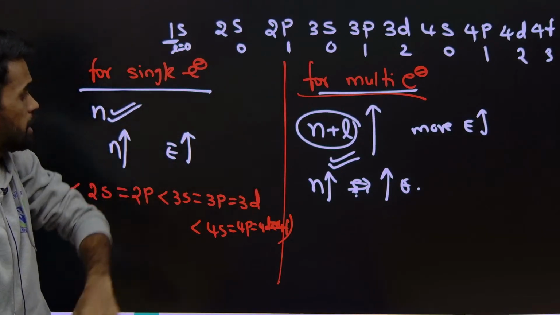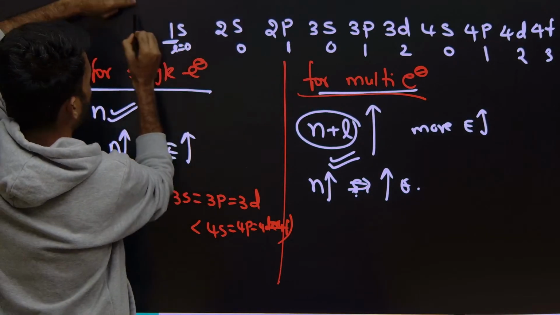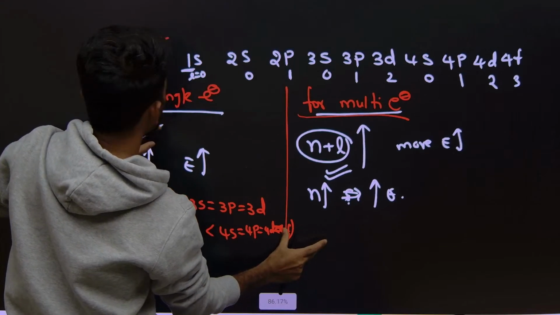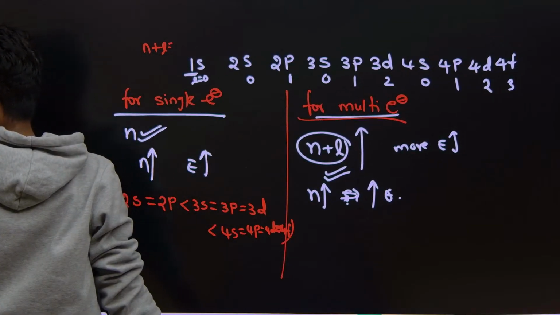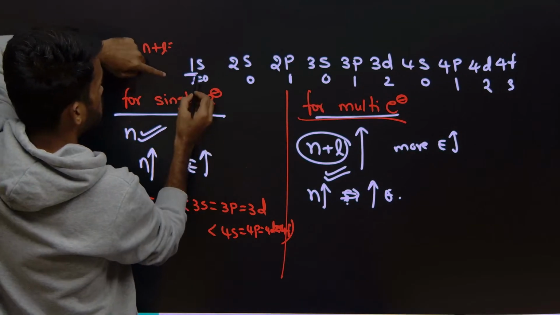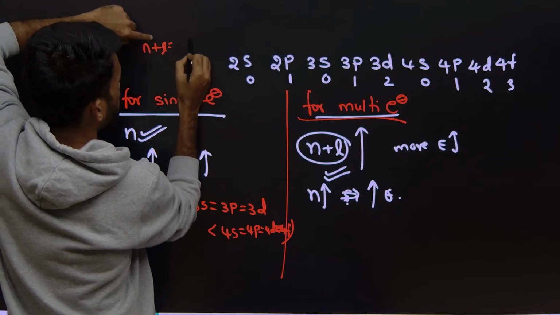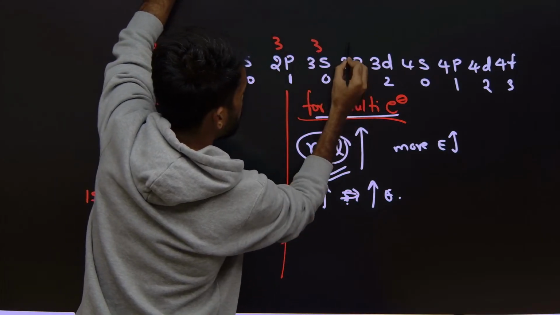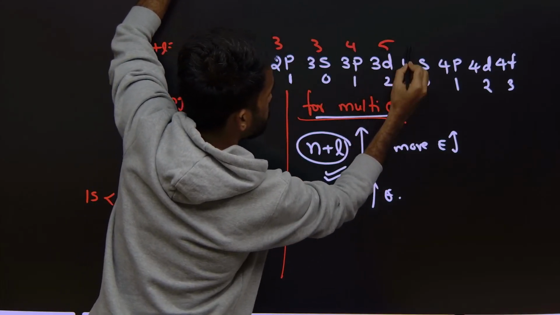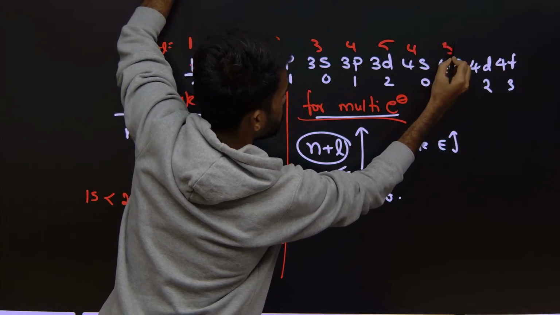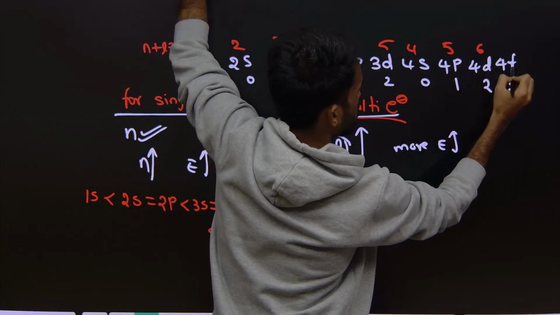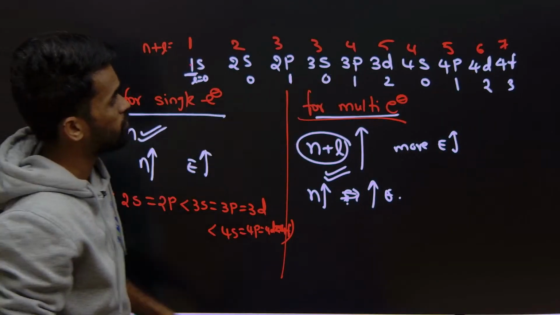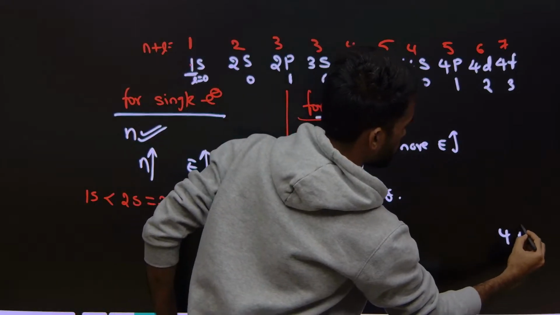Now check the n plus L value here. How much is n plus L here? 1 plus 0, that will be 1, and here 2, this will be 3, this will be 3, again this is 4, and this is 5, this is 4, and this is 5, this is 6, this is 7, like this. So now greater the n plus L value, greater is the energy. So 4f is having the maximum, so write 4f maximum.